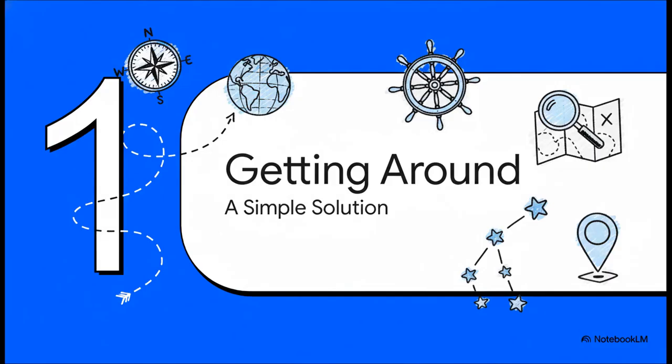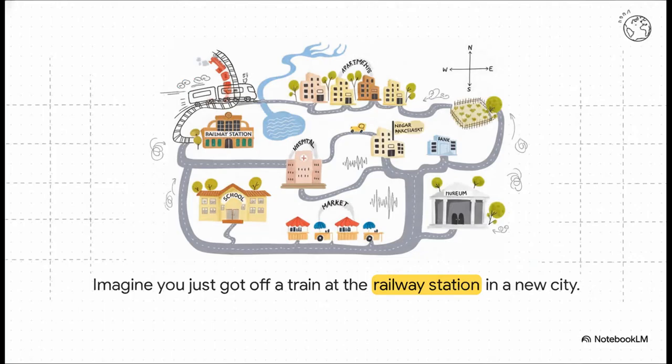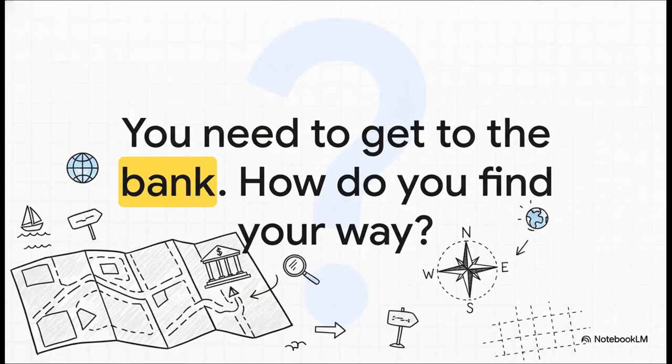We're going to start with a really common problem, something you've definitely faced yourself that actually has a pretty simple solution. Okay, so picture this. You've just hopped off a train in a city you've never been to before. You're looking around, everything's new, and you've got to get somewhere specific. Your destination is the bank. So how do you get there? The answer seems totally obvious, right? But believe it or not, that simple answer is the first step in solving a much, much bigger puzzle.